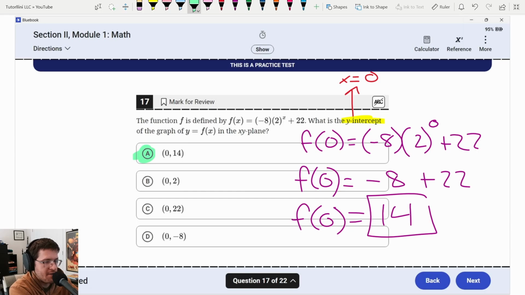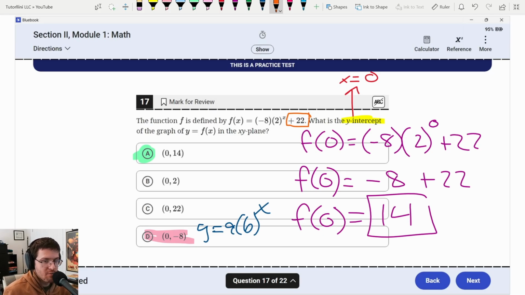The common trap answer here, guys, is negative 8. Lots of people would look at this and think, oh, y equals a times b to the x, so a is the y-intercept. But you'll notice they have this plus 22 here, and it's no longer in that same form, so you can't just use that interpretation. When in doubt, always just make x equals 0.